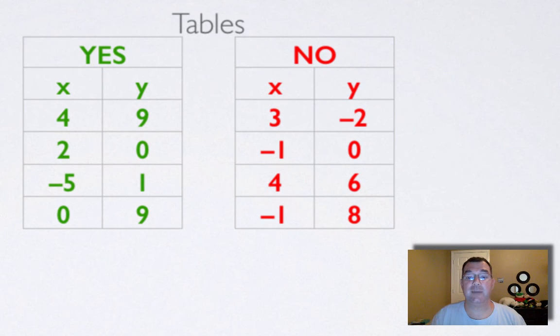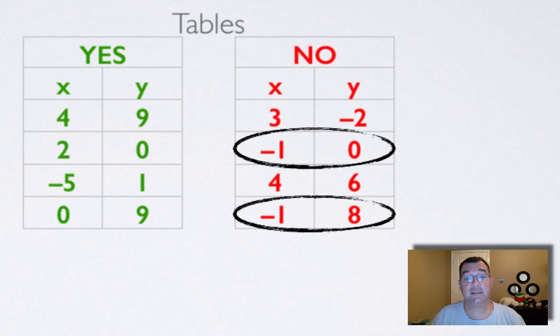So if I look at some tables, I'm looking for the same thing. I'm only looking in the x column to see if there's any repeats of any x's. So in the green table, all of those x's are different, so we're fine. But in the red table, I see that x of -1 shows up twice. So that table does not represent a function. It does represent a relation, just not a function.